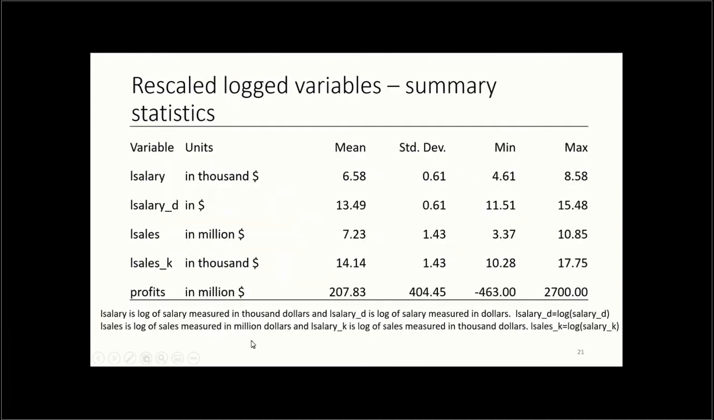So here is how the summary statistics look for logged variables. Here we have salary, log of salary, where salary was measured in thousands of dollars. Here is the log of salary where salary was measured in dollars. And here again we have log of sales, where sales is measured in millions of dollars, and log of sales that was measured in $1,000. These are the mean values, and they all look like reasonable numbers.